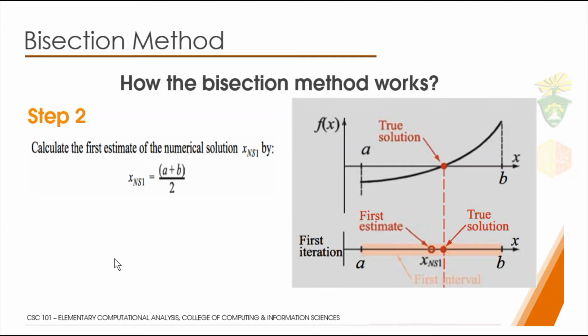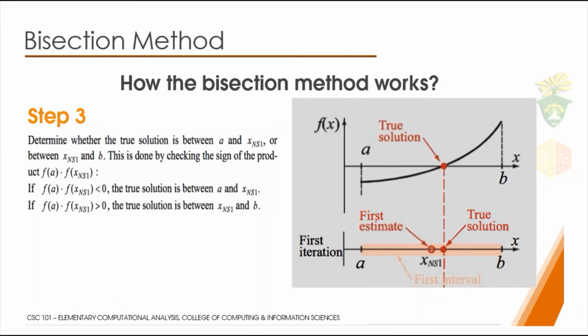Okay, but basically this is how we find, or approximate, the true solution. We just solve for the midpoint of a and b. So what will we do next to find the next approximation?